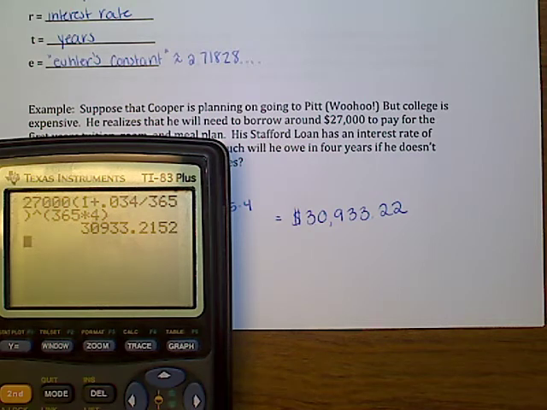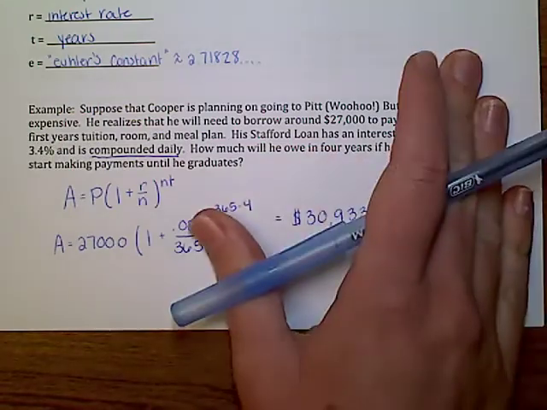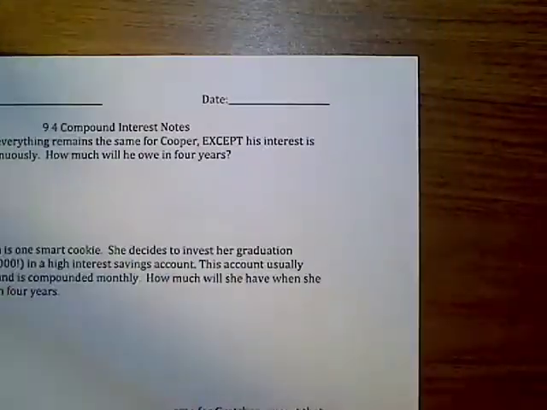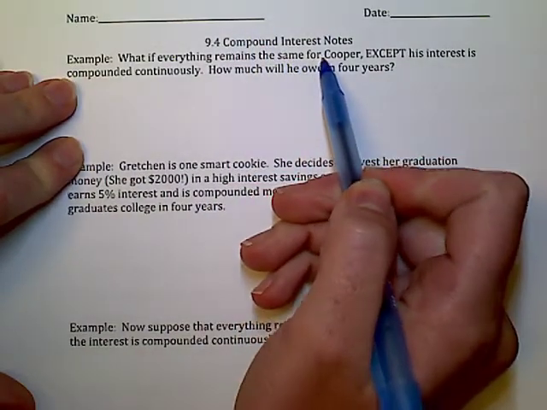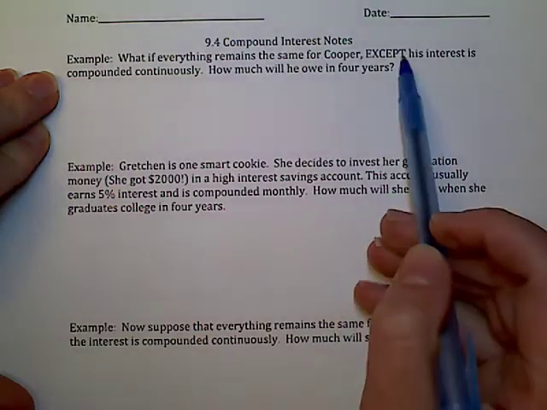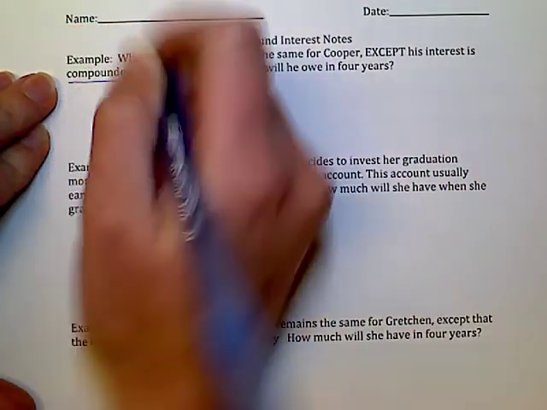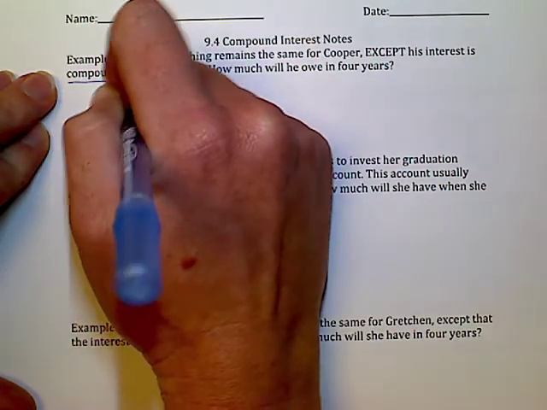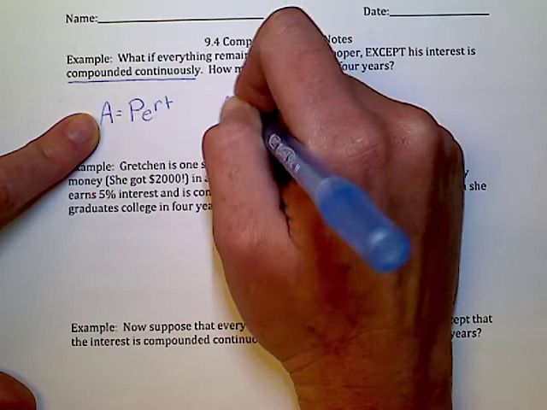All right, so that's how we set up a problem that looks like that. Let's tweak that a little bit. Let's look at the next example. And let's say that everything remains the same for Cooper, except his interest is compounded continuously. So that means we're going to use PERT. So P is still 27,000.